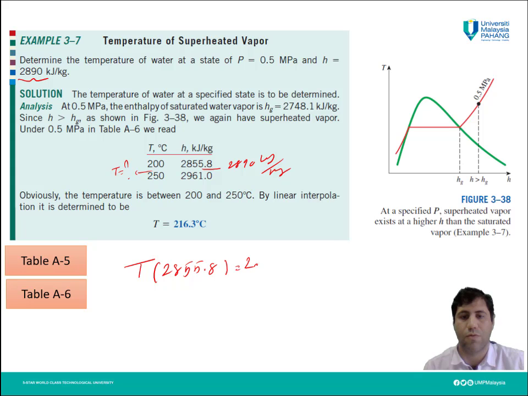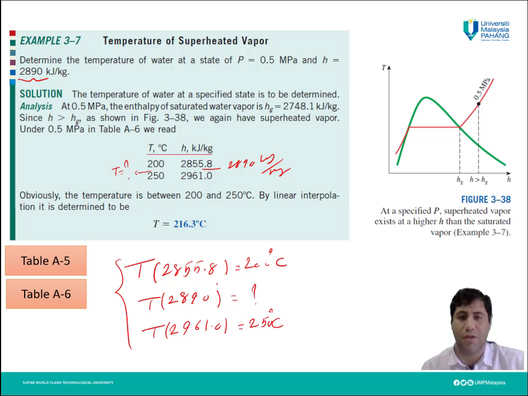is equal to 200 degrees Celsius. For this enthalpy we don't have the temperature. This is the question actually. And the temperature for this enthalpy, 2961 kilojoule per kilogram, is 250 degrees Celsius.